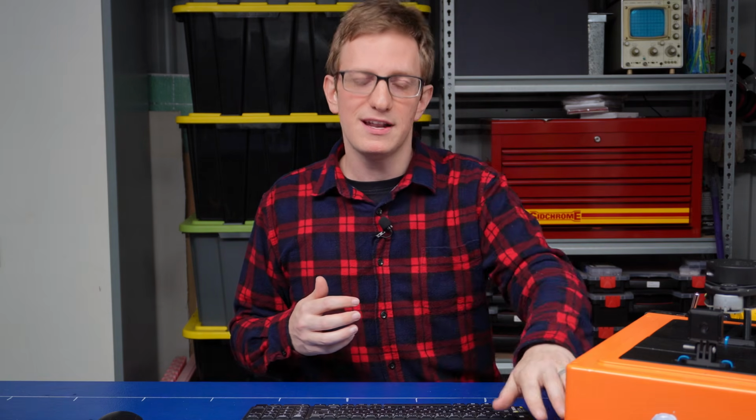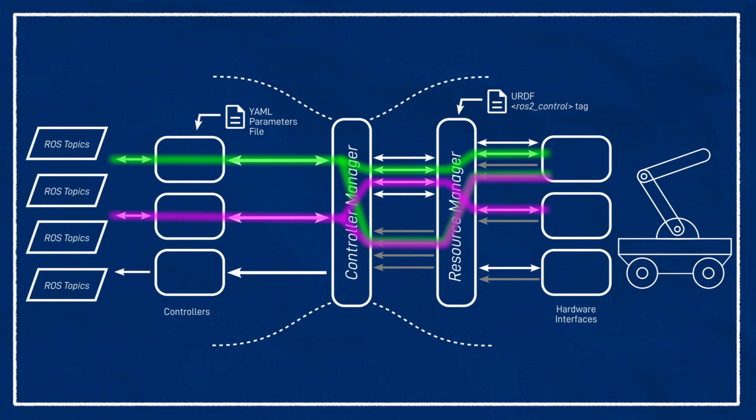So for example, say you did have a motor that gives you current feedback as a state interface, then you could use a controller that just reads that and publishes it out to a ROS topic. Okay, we've got our hardware interfaces on the one side, our controllers on the other side.